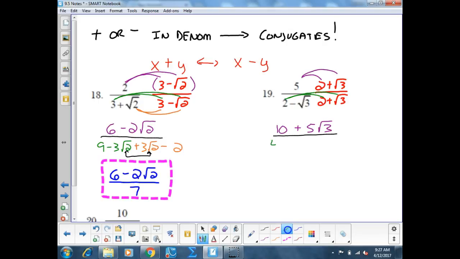Alright, so then I get 4 plus 2 square roots of 3, 2 square roots of 3 minus 3. Yes, with me so far? Okay, so the middle two? What about those middle two? They're gone. And 4 minus 3 is 1. So I don't even have a denominator anymore. So my answer here is just 10 plus 5 square roots of 3.